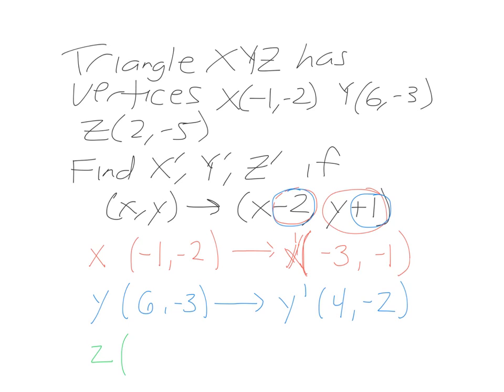Okay, so for Z, I had the point 2, -5. And I'm going to transform that into Z prime. I feel like a superhero already. I'm going to subtract 2 from 2. That's going to give me a 0. And I'm going to add 1 to the -5. That's going to give me a -4. Did I get it? I think so. I think that's perfect the way that works.